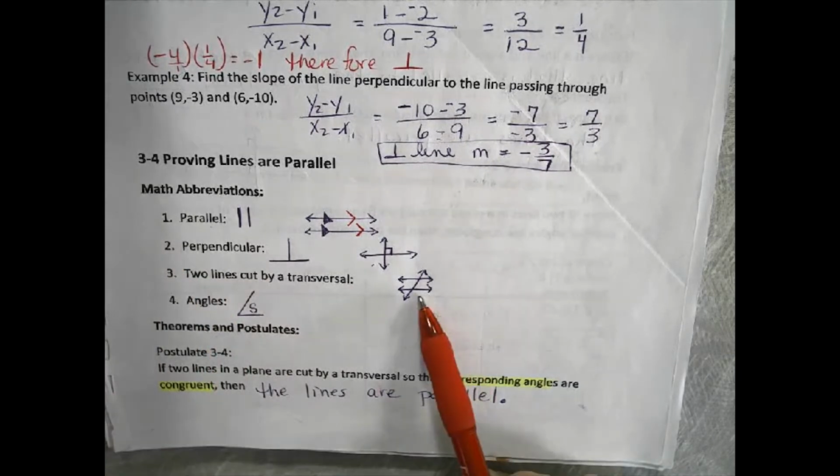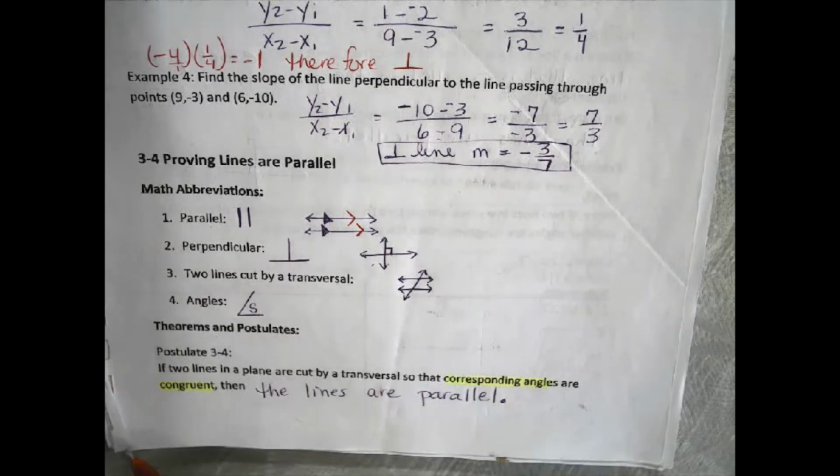The symbol looks like this. And angles, we use for plural an angle symbol with an S inside. Our first postulate says if two lines in a plane are cut by a transversal so that corresponding angles are congruent, then the lines are parallel.